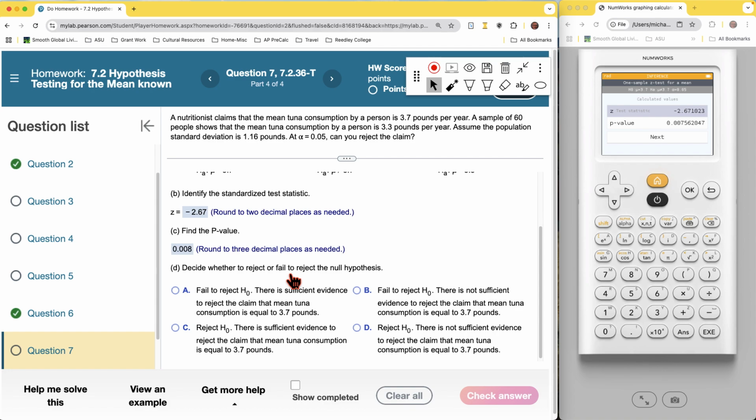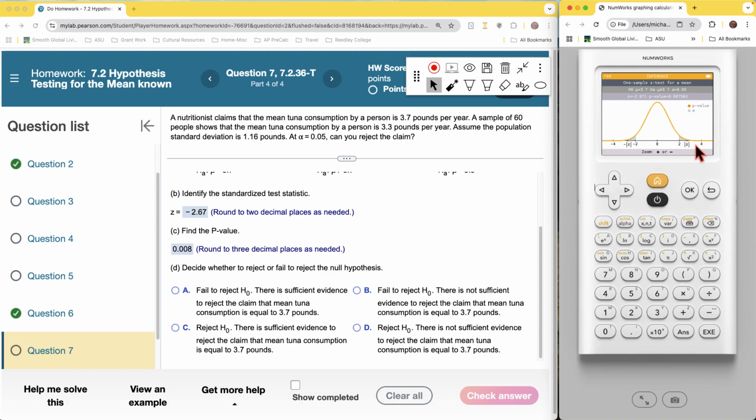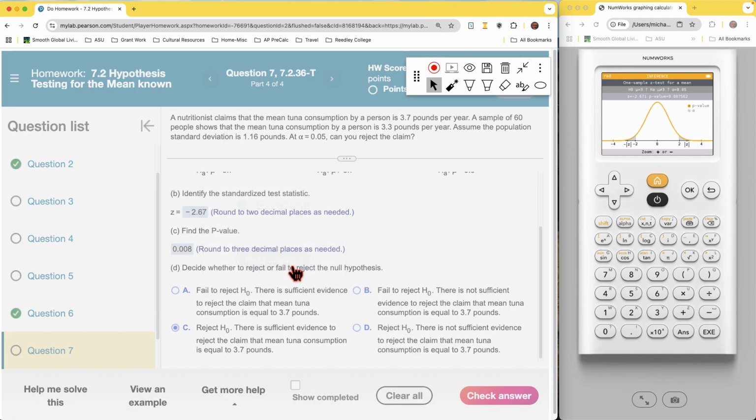Okay, perfect. And then do we reject? Well, yes, and we can see that here. You don't even see any shading for the p-value, but we're definitely in the rejection region. So we are going to reject H naught, which means there is sufficient evidence to reject the claim that the mean tuna consumption is equal to 3.7. So that's what happens when we reject. It means we've got enough evidence to show that the alternate is true. It's not equal to 3.7. Check our answers. Excellent.